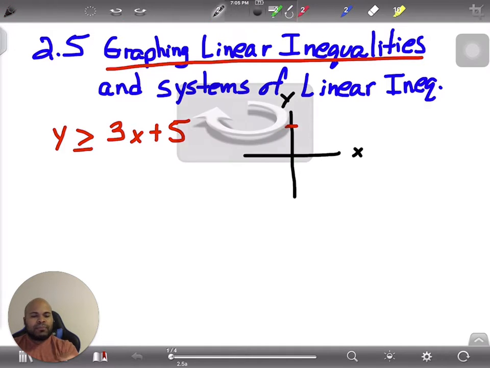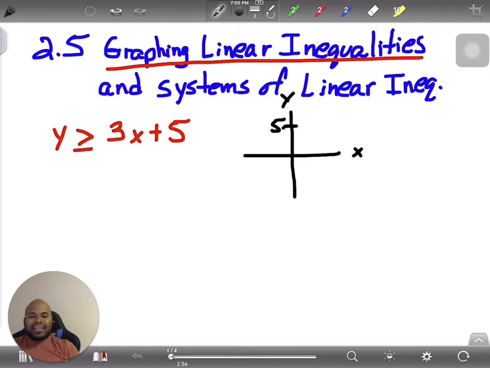Actually, let me do that in black so that it stays consistent with the drawing. And then I have 3x. I'm not going to be too picky. All I care right now is that the slope is positive, so it's going to increase from left to right, and the y-intercept is 5. So I'm going to have a point here, and I'm going to increase. This is how I'm going to graph it.